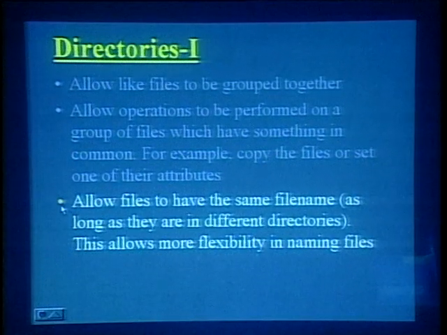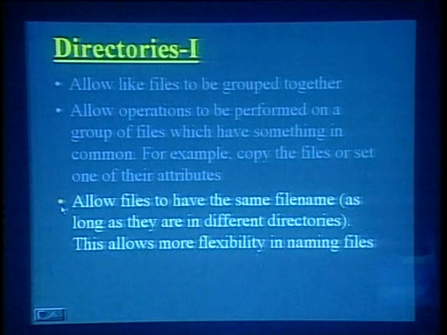Let's say you have a file named AIOU. You can keep that file AIOU in multiple directories. If we don't have a directory structure, then in a single directory you cannot have the same file with the same name. You cannot have that file twice with the same name. Okay? The directory structure provides us a mechanism to save a file with the same name in multiple directories.